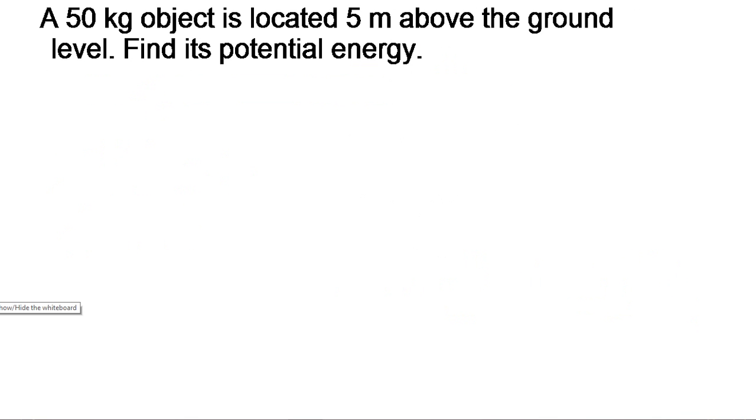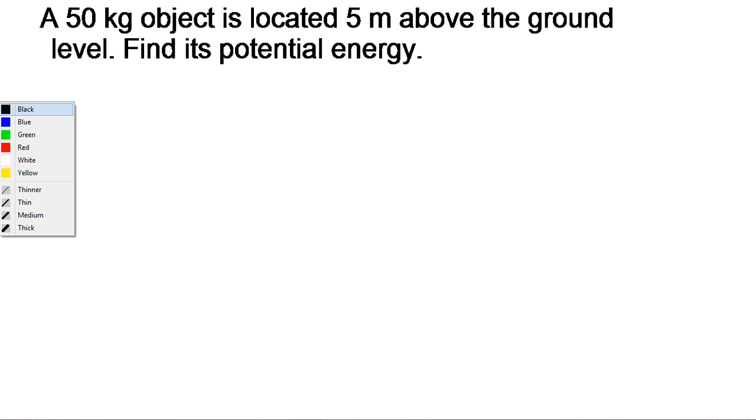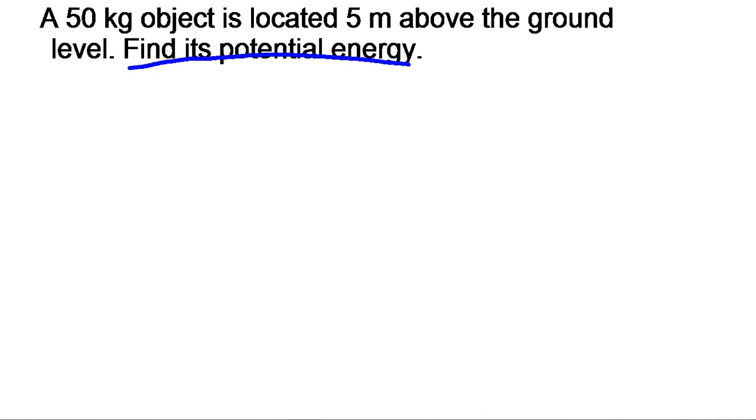All right. A 50-kilogram object is located 5 meters above the ground level. Find its potential energy. Step 1 in solving problems is to first identify what you are trying to solve for. So this says find potential energy. So potential energy is my unknown, what I am trying to solve for. Step 2 says identify variables.